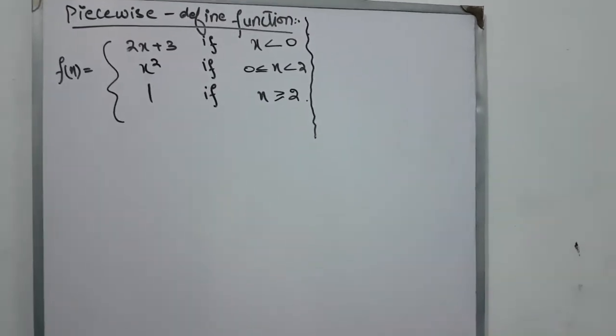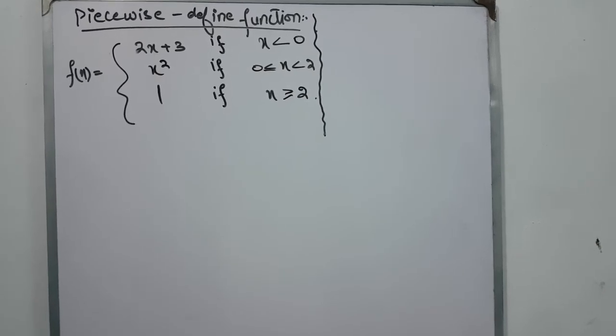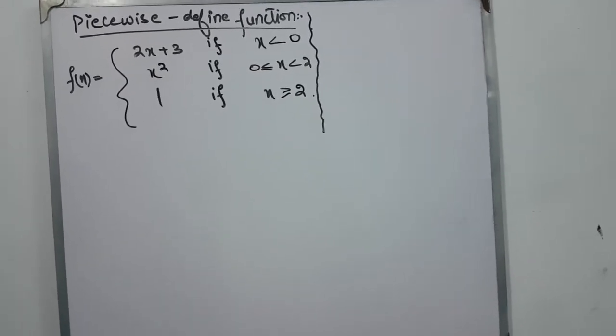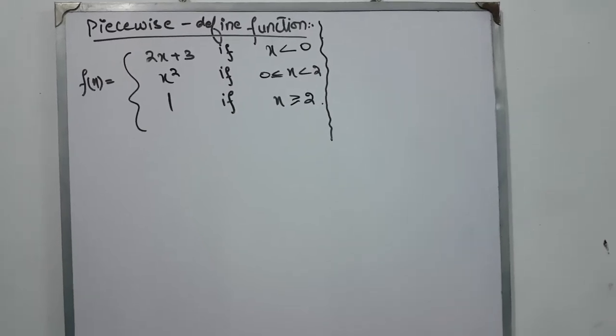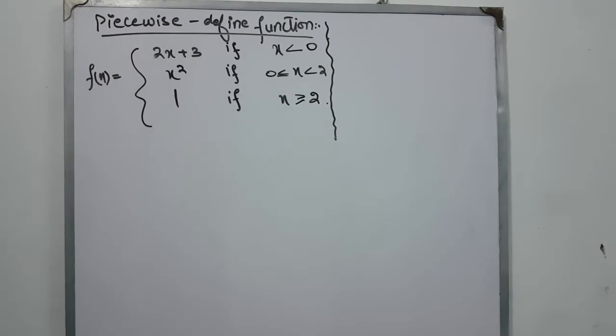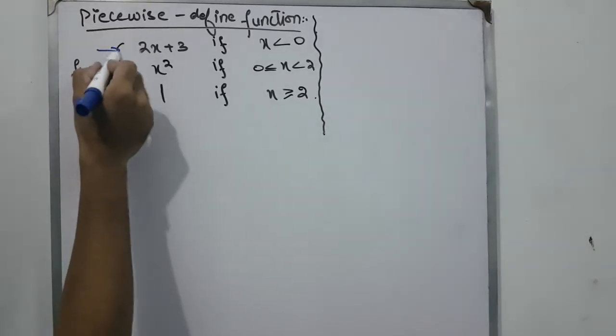After discussing the equation of lines and parabolic equations, we now finally discuss an example of piecewise defined functions. As in lecture number 1, I told you that piecewise defined functions are those functions which can be written in more than one expression. As you can see, there are 3 expressions involved.